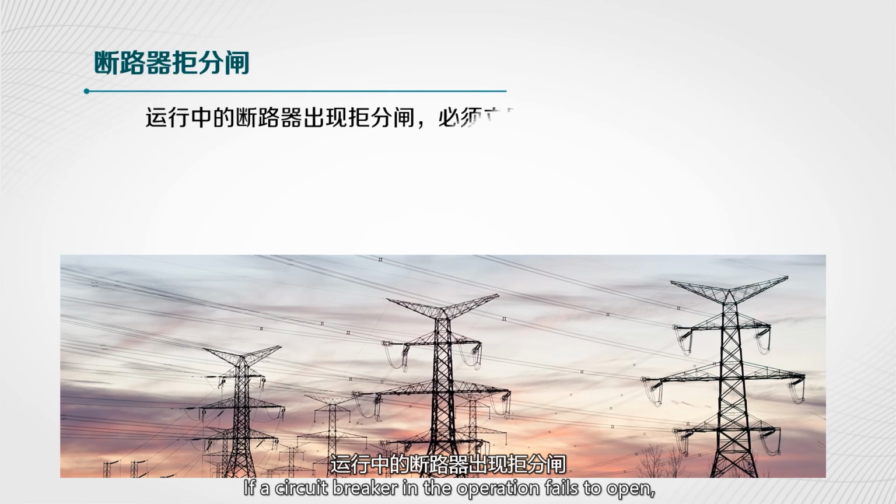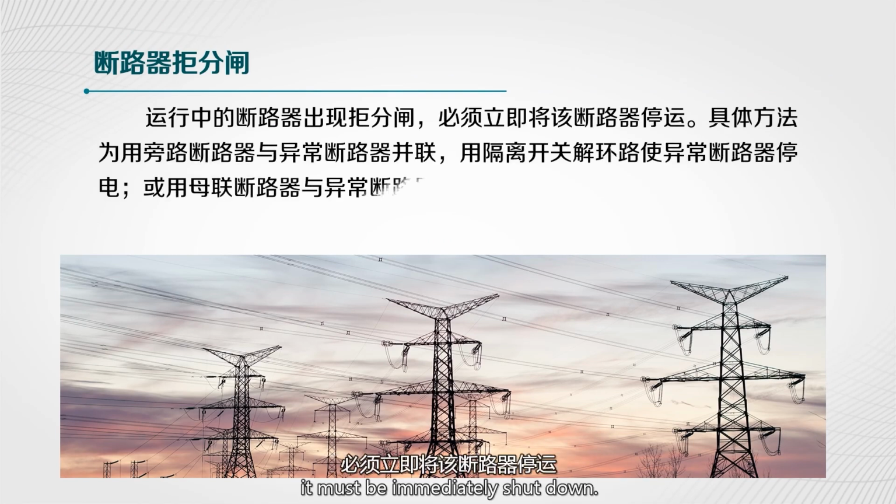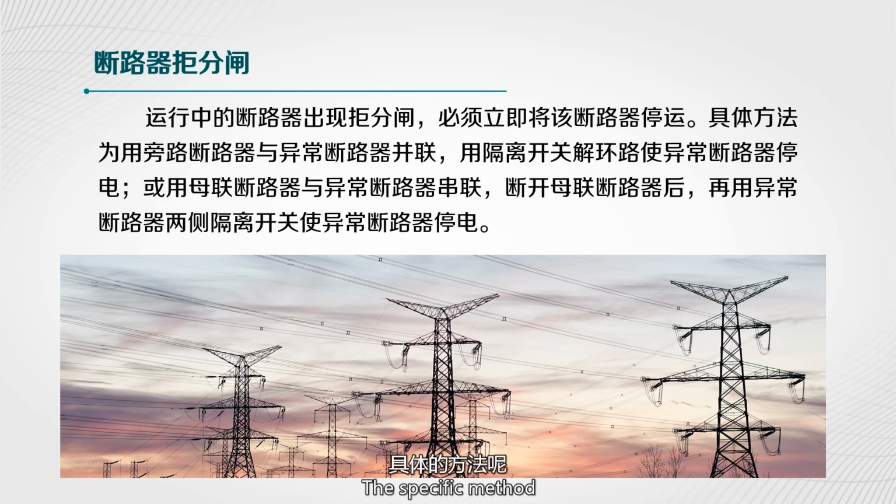If a circuit breaker in operation fails to open, it must be immediately shut down. The specific method is to use a bypass circuit breaker in parallel with the abnormal circuit breaker, and use an isolation switch to break the loop and power off the abnormal circuit breaker, or use a bus-tie circuit breaker in series with the abnormal circuit breaker. When the bus-tie circuit breaker is disconnected, then use the isolation switches on both sides of the abnormal circuit breaker to power off the abnormal circuit breaker. The key point here is the equipotential.